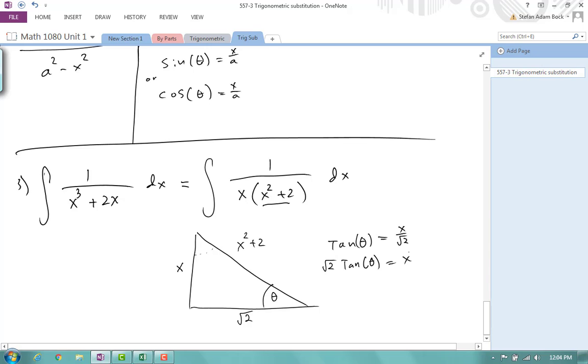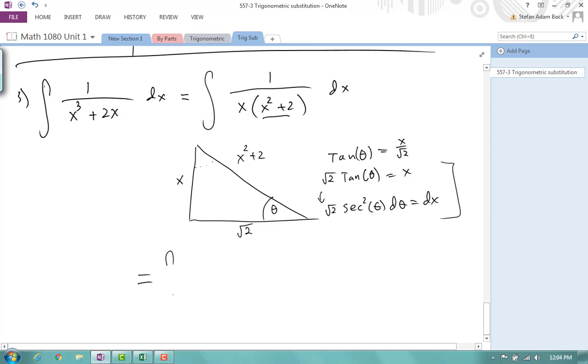So, learning from the last one, I'm going to move this square root of 2 over first, so the square root of 2 tangent theta equals x, and now I'm going to find out what the dx is going to be equal to. So the square root of 2, the derivative of tangent is secant squared, so root 2 times secant squared of theta d theta equals dx. And that's my substitution stuff.